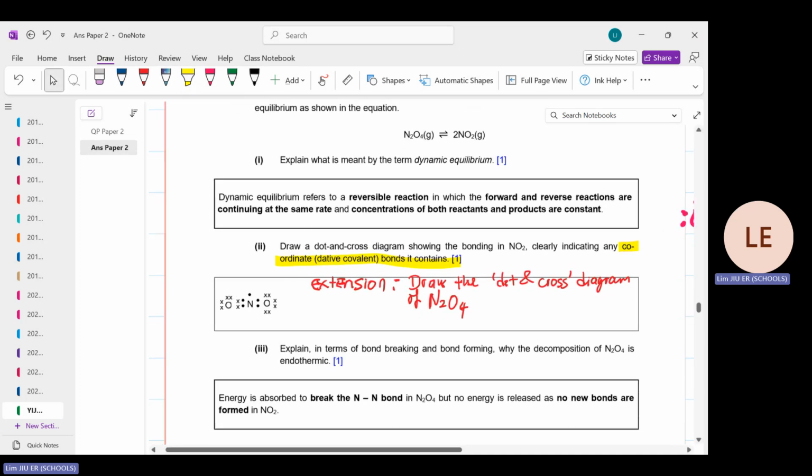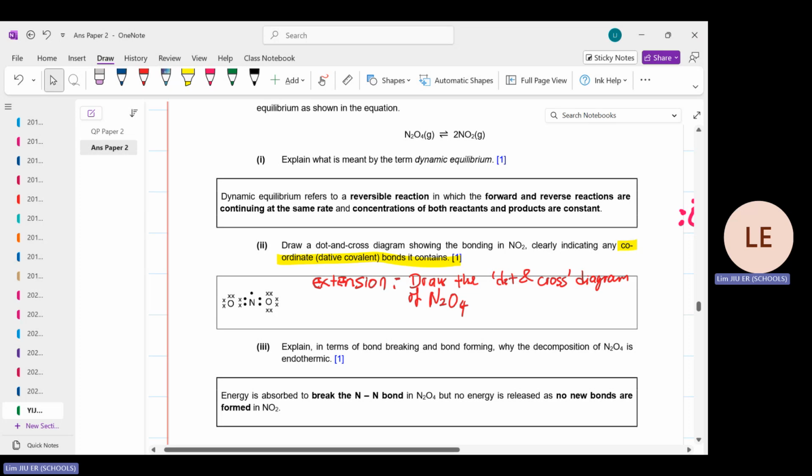I want to have an extension with you. Can you have 1 minute now? Can you try to draw me my N2O4? It's not asked in this question, but because it's related, I give you a little extension. How are you going to draw your N2O4? 1.5 minutes. Starts now. Try drawing it.